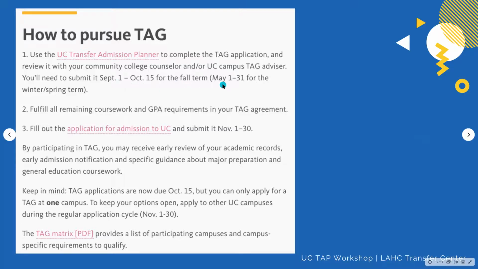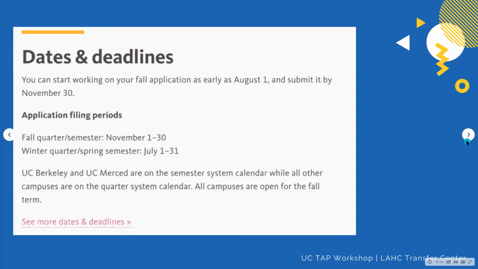And then in spring TAG, it's May 1st through 31st. You have to make sure that the GPA requirements and coursework requirements are done depending on the campus that you TAG, right? And then you want to fill out your UC admission applications November 1st through 30th. So it's one to two different applications, but it saves you so much time. And then of course, checking that TAG matrix with your counselor, like myself, just to make sure everything's organized.